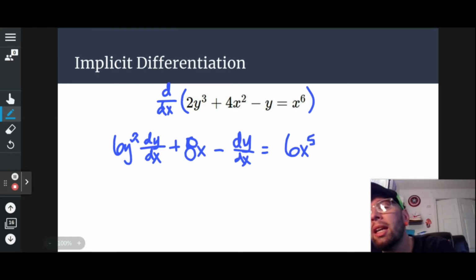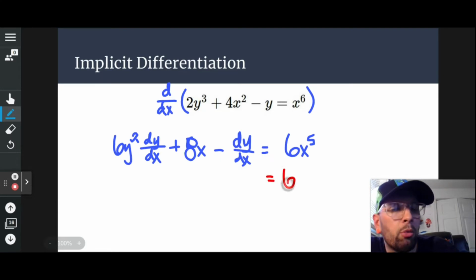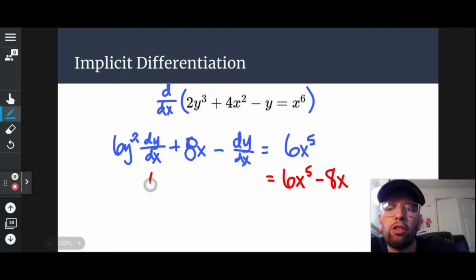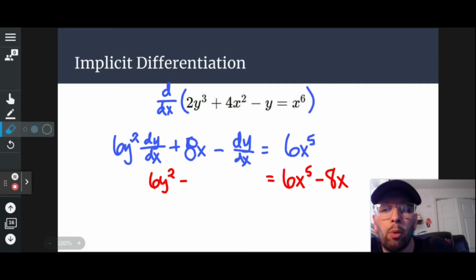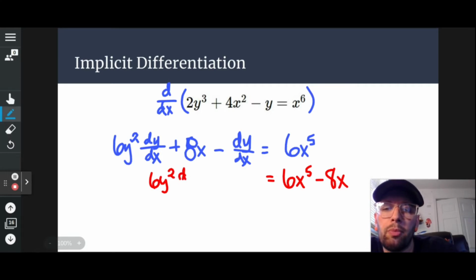That positive 8x, I'm going to just move that over to the right and make it negative 8x. I subtract it from both sides, but if you're going to just do the opposite to both sides, I'm just going to write it out this way. No need to show every single step. And on the left side, I have 6y squared minus, I forgot my dy/dx, very important, dy/dx minus dy/dx.